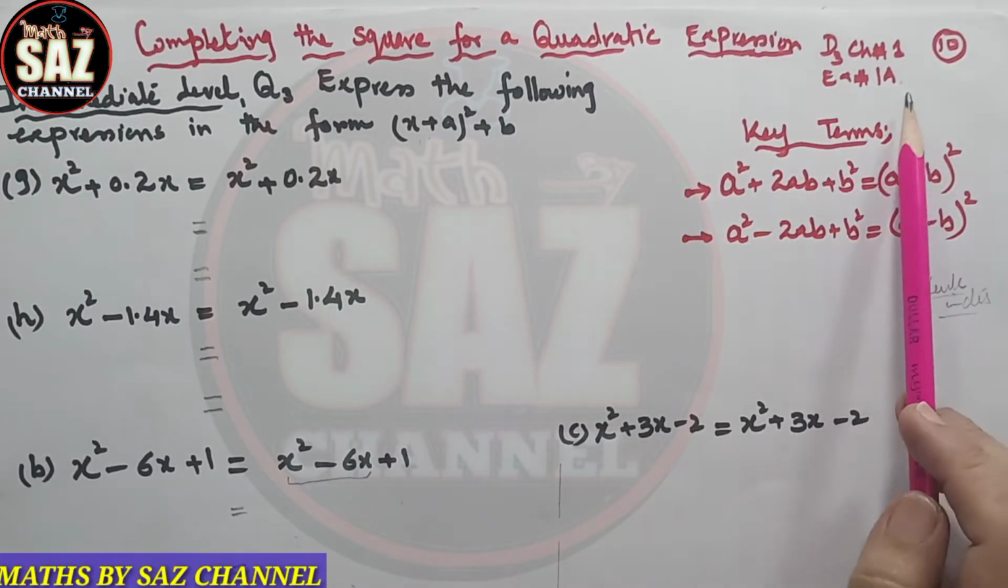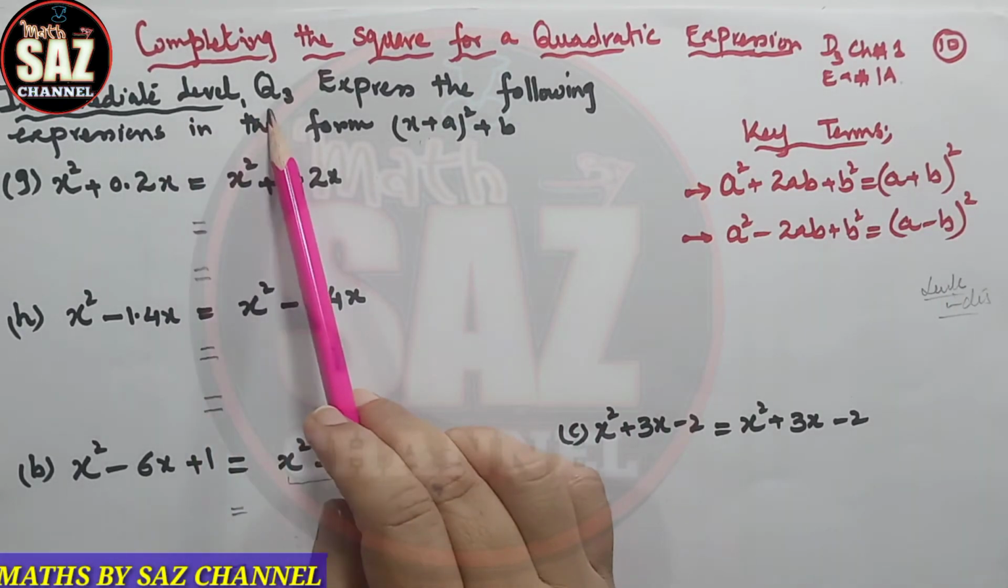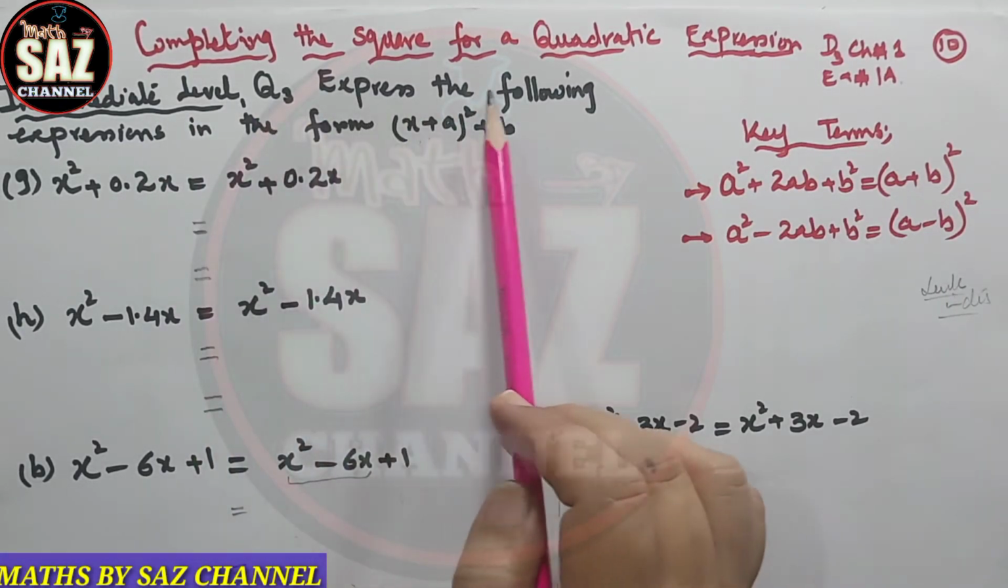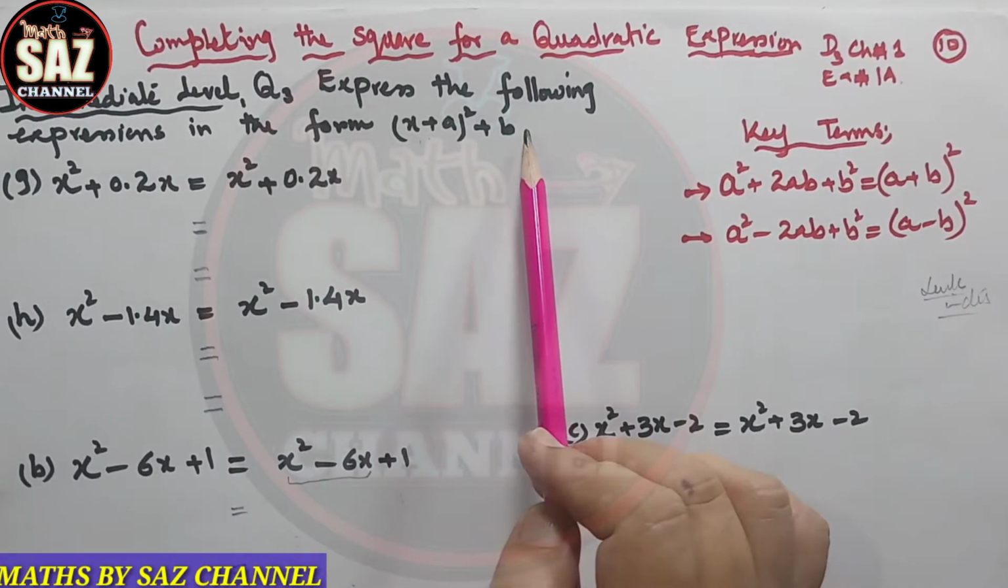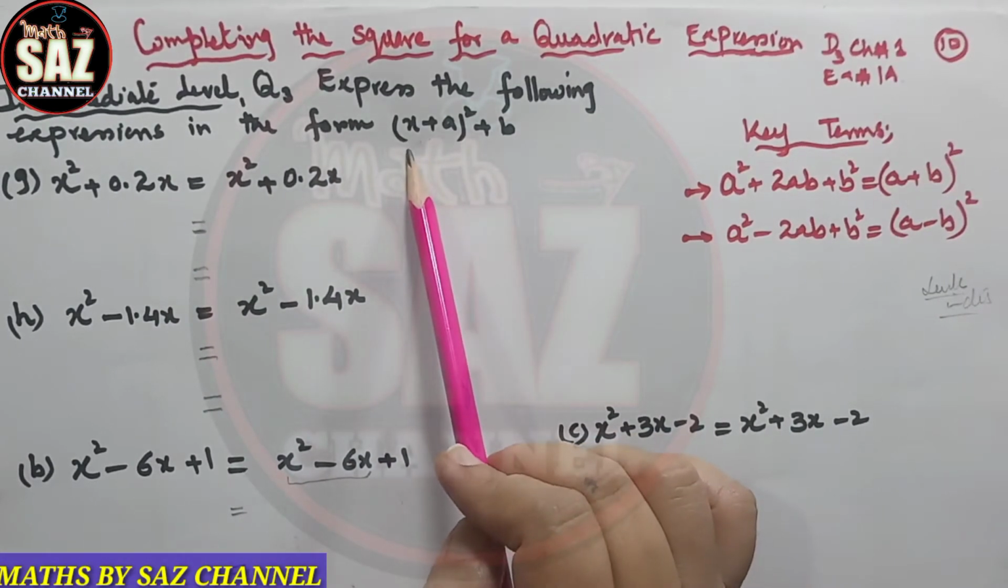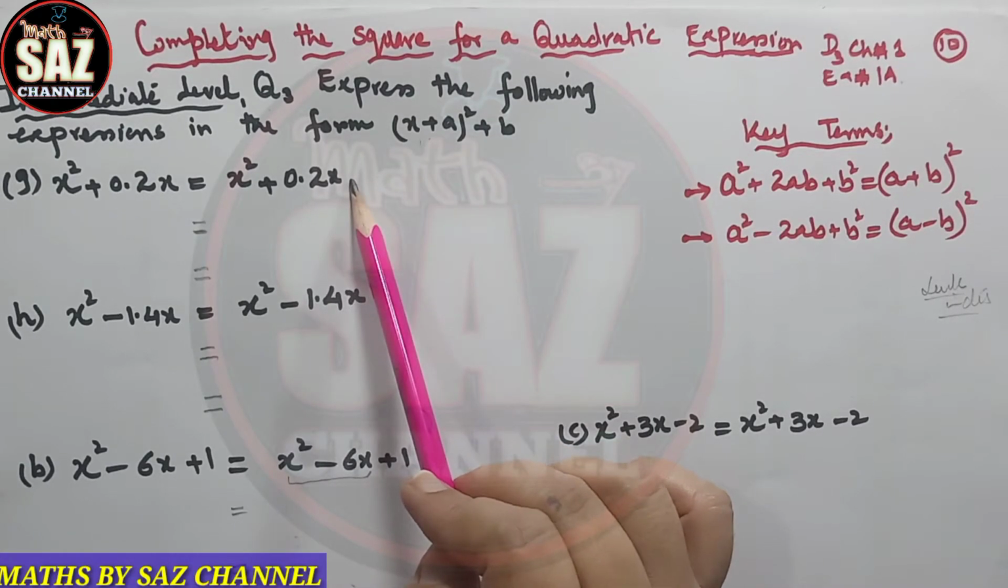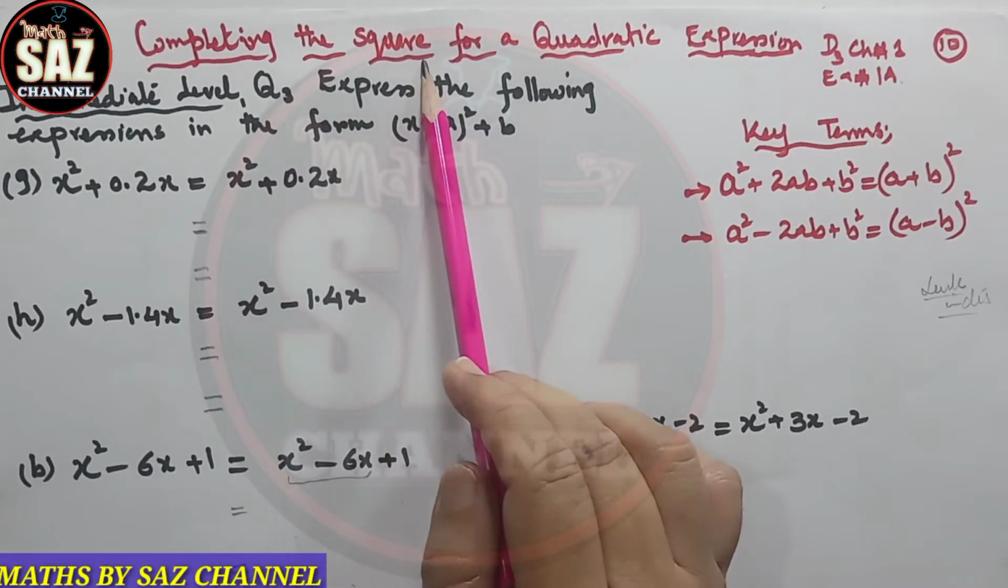In this lesson I will solve intermediate level question number 3 that says express each of the following expressions in the form of x plus a whole square plus b. That means that we have to express the given expression in form of the completing square method.